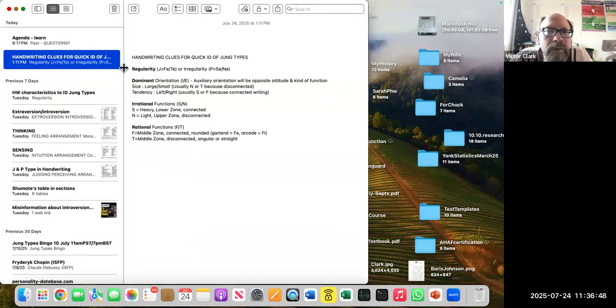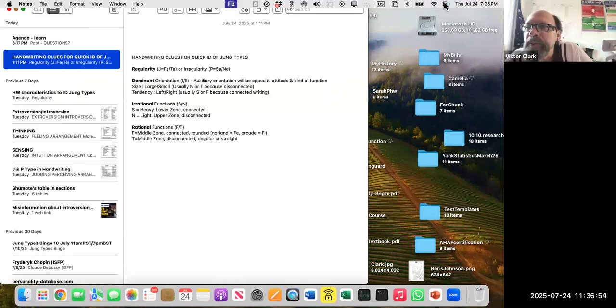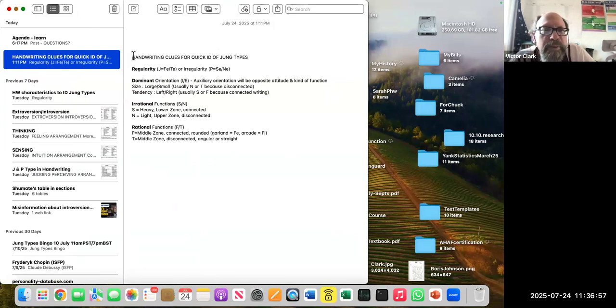Okay. So the rest of the time I want to spend looking at handwriting, and we're going to look at these specific things. We've already talked about regularity. These are clues for a quick idea of Jung types in the handwriting. First we look at regularity or irregularity. Remember, we had that on the guide sheet. Regularity refers to the judging type, or J, and irregularity in the handwriting refers to the perceiving type.